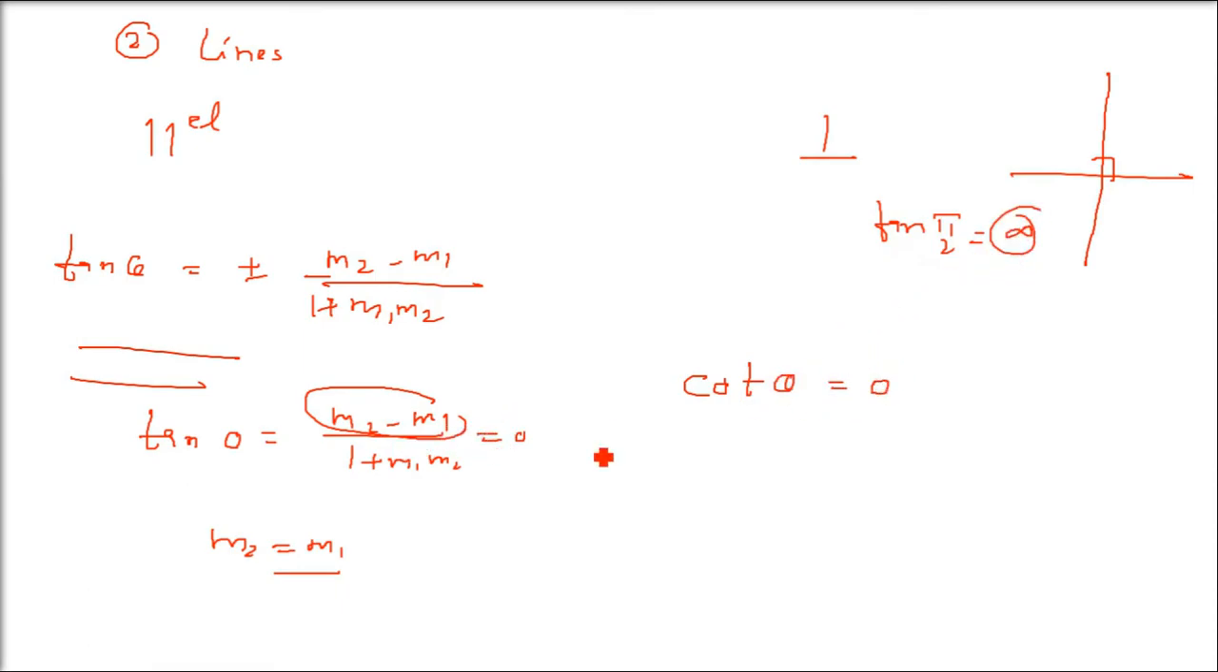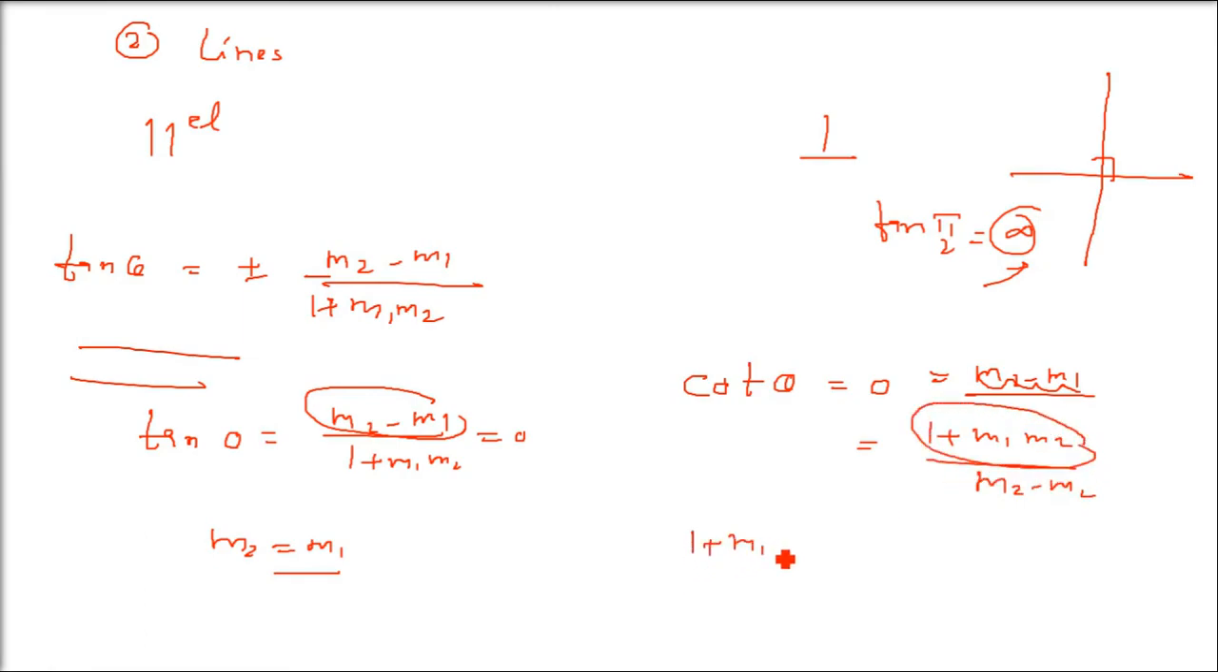So tan theta is (m2 minus m1) by (1 plus m1 m2). So what will be cot theta? Cot theta will be equal to (1 plus m1 m2) by (m2 minus m1). I have to invert it. So it will be (1 plus m1 m2) by (m2 minus m1), and this equals 0.